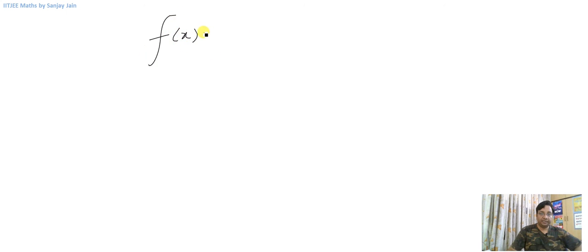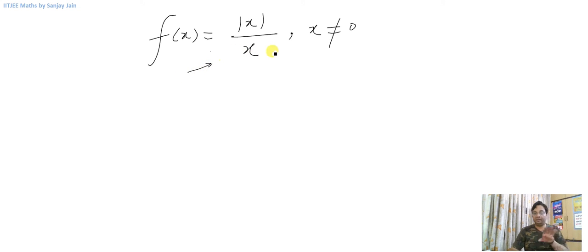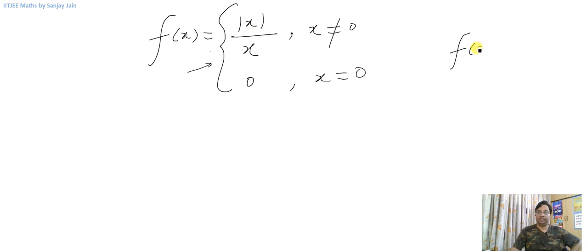Another way to write the SIGNUM function can be mod x by x when x is not equal to 0. So I have written this function for positive as well as negative values of x. This will give me my result for positive values of x and for negative values of x, and it will be equal to 0 when x is equal to 0. Now you can notice, let us say f of x equal to mod x by x, this is what I am solving.